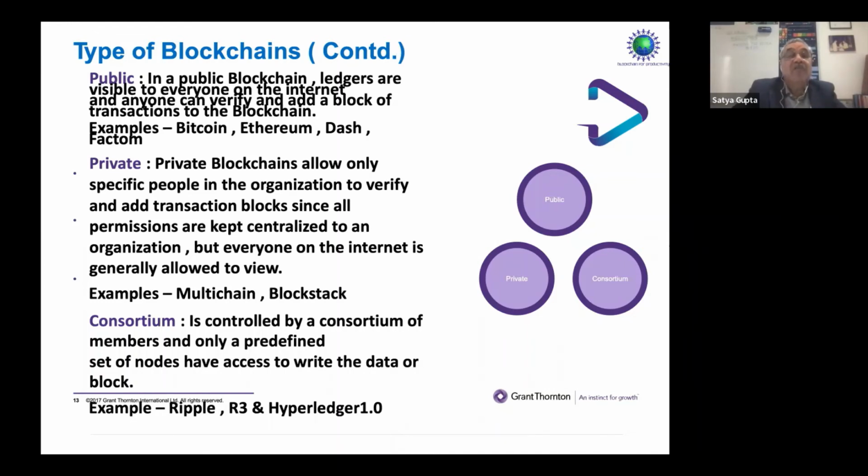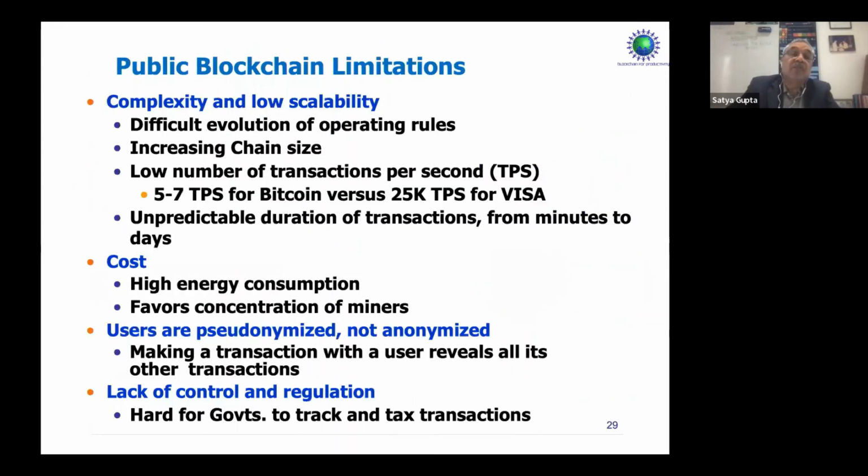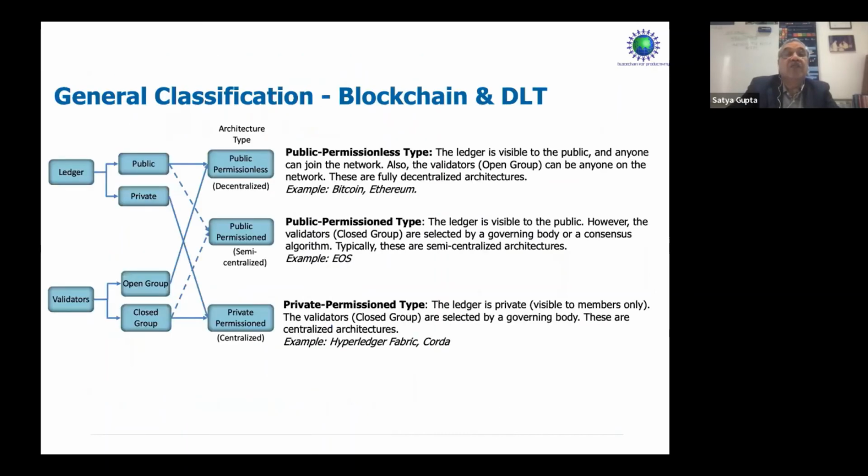So there are different examples. You have already seen public blockchains like Bitcoin, Ethereum, Dash, Factom. The private blockchains are MultiChain, Blockstack, and consortium ones are Ripple, R3, Hyperledger, a consortium blockchain which is a mixture of public and private. That is also making waves, but I'm not spending much time on this. There are advantages and disadvantages depending upon the application. You have to use a particular type of blockchain.